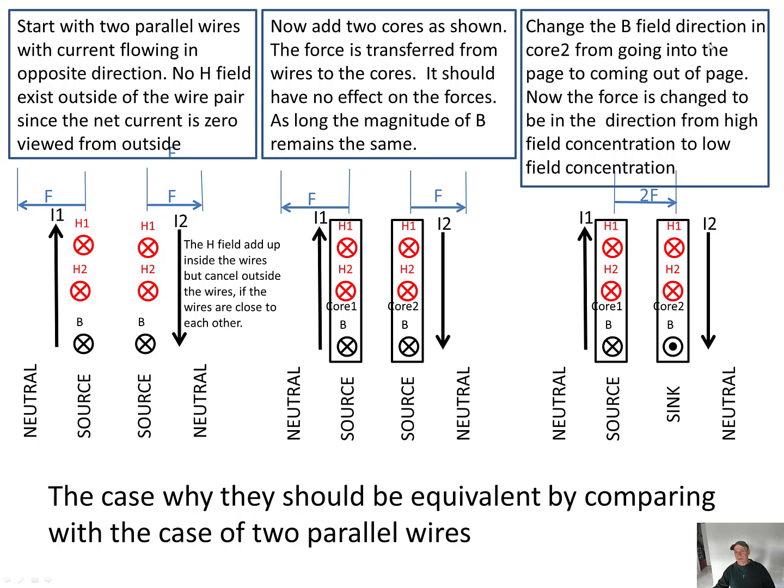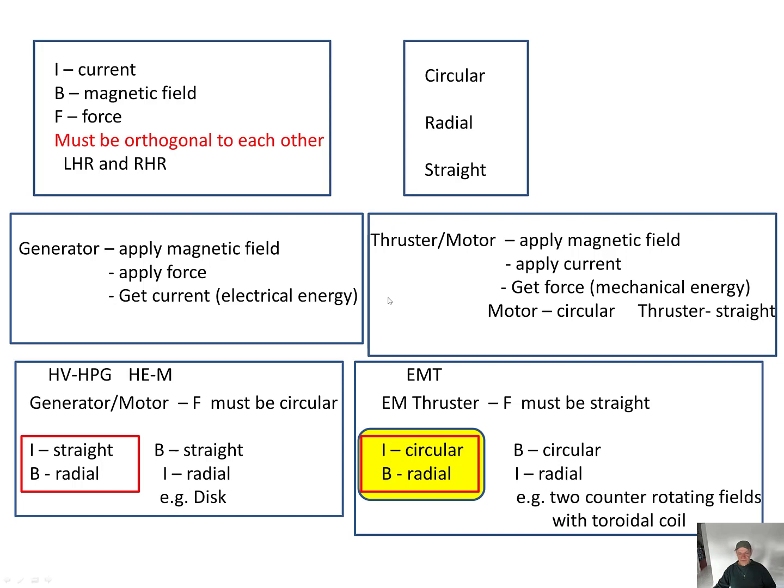Change the B field direction in core 2. So we change this one from going into the page to out of the page. Now the force is changed in the direction from high field concentration to low field concentration. So for the preferred method for the electromagnetic thruster, you can have two ways. You can either have the current circular and the B radial, or you can have the B circular and the I radial. So this is the preferred choice, of I circular and B radial. But we'll explain both cases.